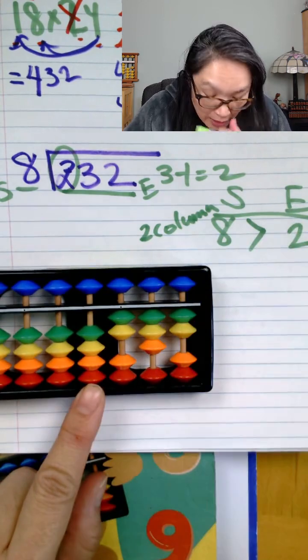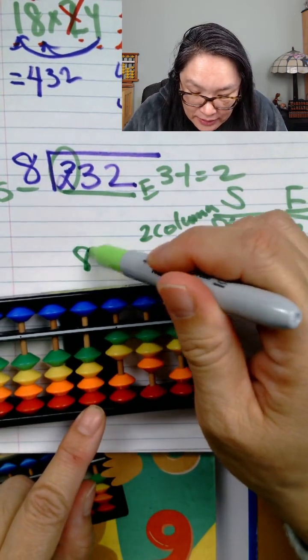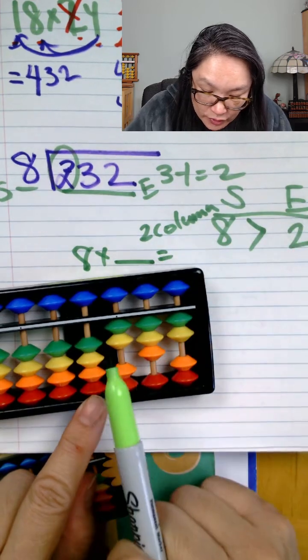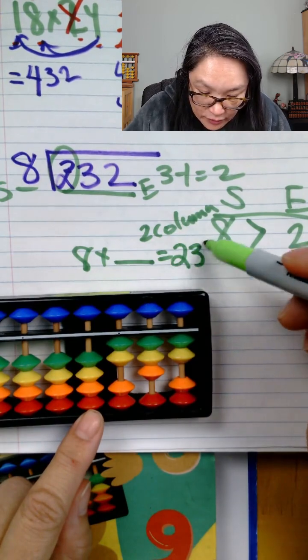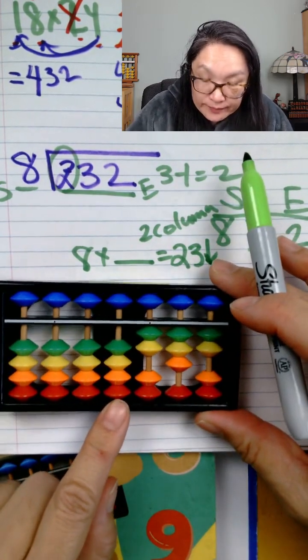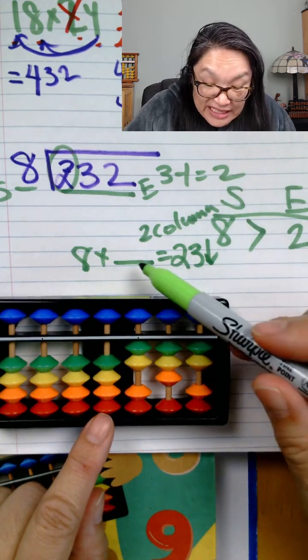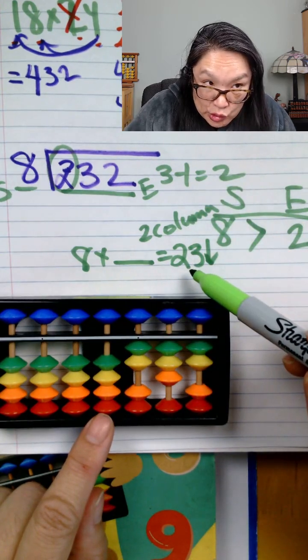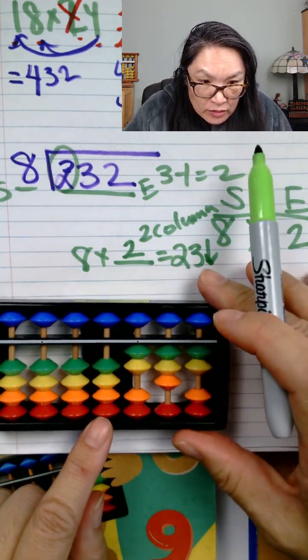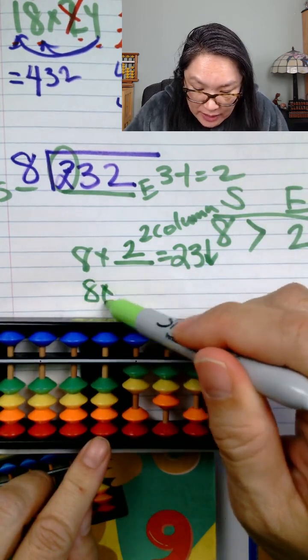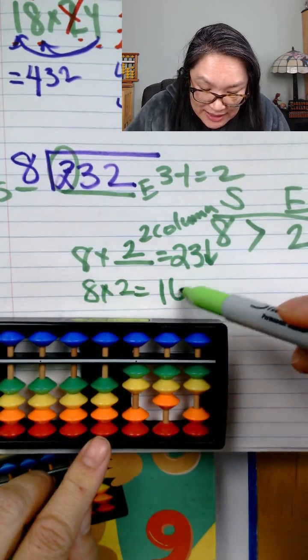So the question now goes to 8 times what is equal to 23? 23 or less. That's the question. 8 times 3? No, that's 24. 8 times 2. Right, thank you. 8 times 2 is equal to 16.